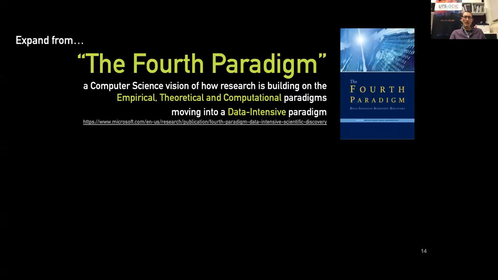When you talk about knowledge infrastructure for education or for science in general, then one book you might think of is The Fourth Paradigm. That's quite a computer science vision, and it says that we can now build on empirical, theoretical, and computational paradigms and move this into a data-intensive paradigm. And that book's available for free on the internet. I suggest you take a look at that if you want to get a computer science view of where the future of research is going.